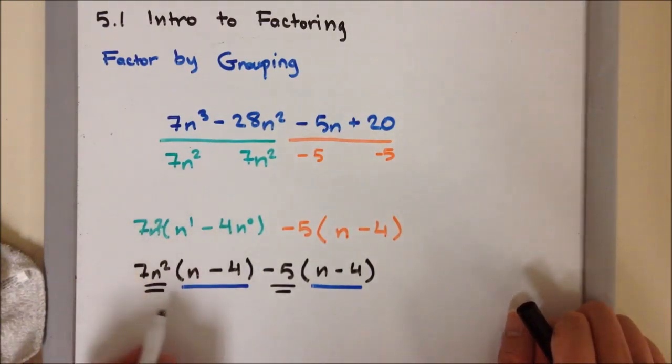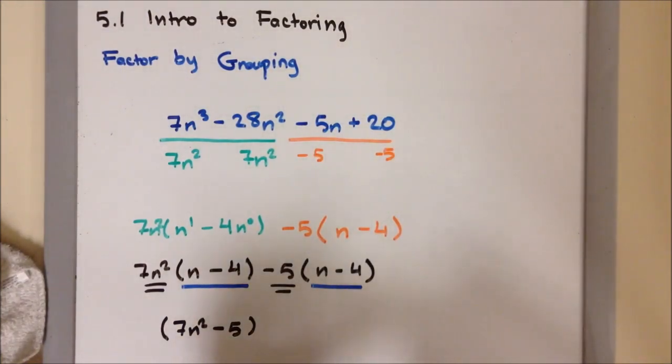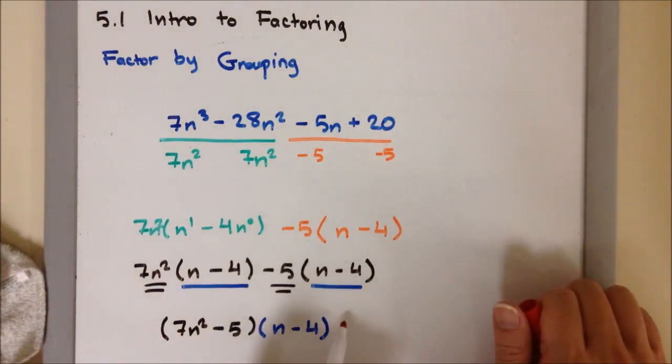So it will be 7n squared minus 5. The reason I wrote minus 5 is because of that negative 5 right there. See how I group those two together? And then the one that I underlined, n minus 4, I'm just going to write it one time. n minus 4. So I finished factor by grouping, and this is our final answer.